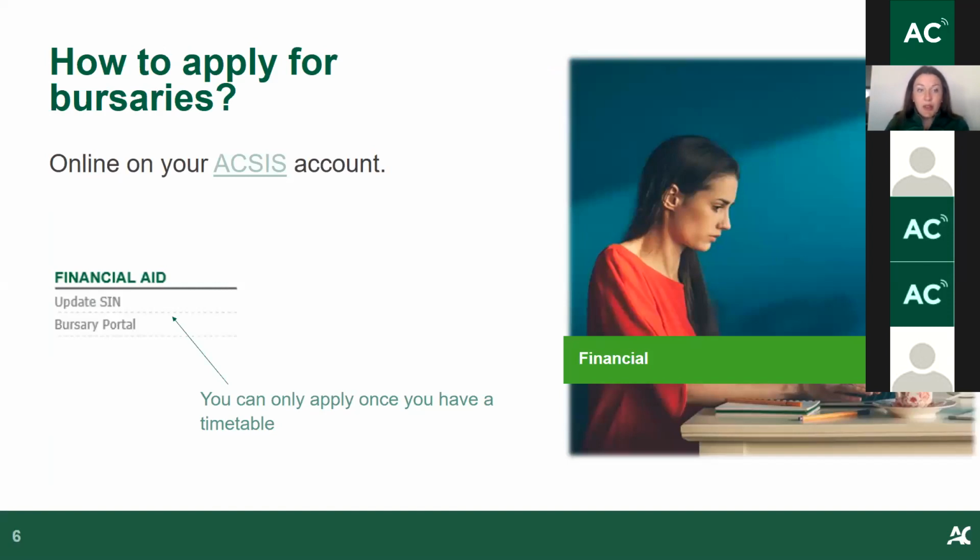To apply for bursaries, you have to be registered. So for fall students, the bursary portal opens on August 24th and then closes on October 5th. So once the bursary portal opens, you'll want to log into your Access account and apply. And here we've included an image of where you can find it. So in your Access account under Financial Aid, you'll go to Bursary Portal, and then you'll be able to apply to all of the bursaries that we have here at Algonquin College.